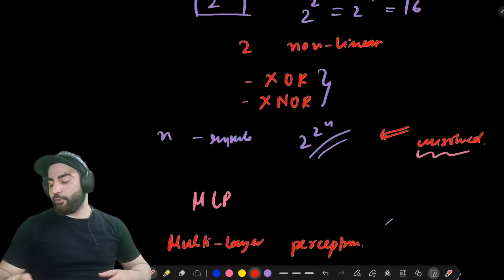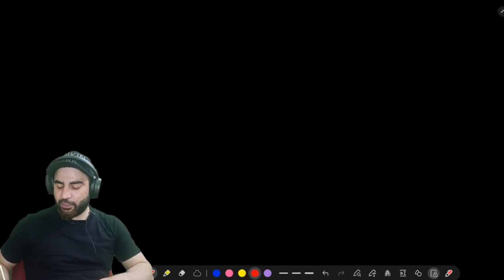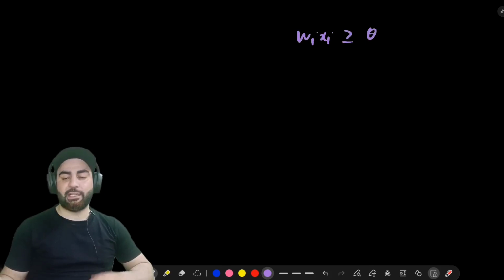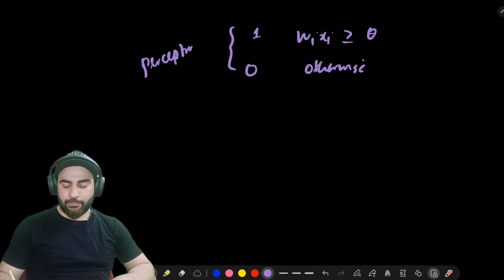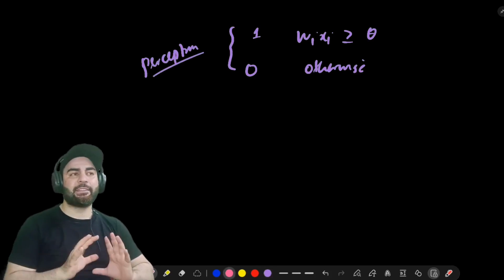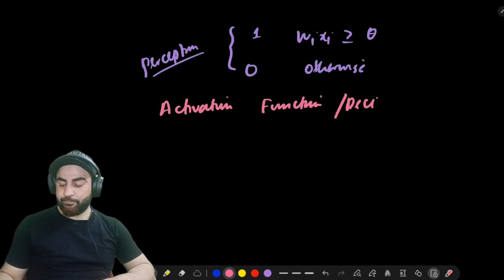Now, if you see this thresholding logic that we saw in the perceptron, it was using thresholding logic. It was saying that if the summation of wixi is greater than or equal to some threshold theta, give 1, otherwise give 0. This is the perceptron. So this formula is the activation function, or the decision function. The decision function was quite absurd.